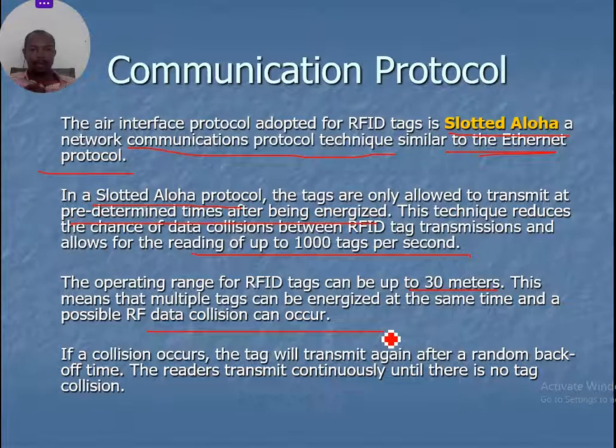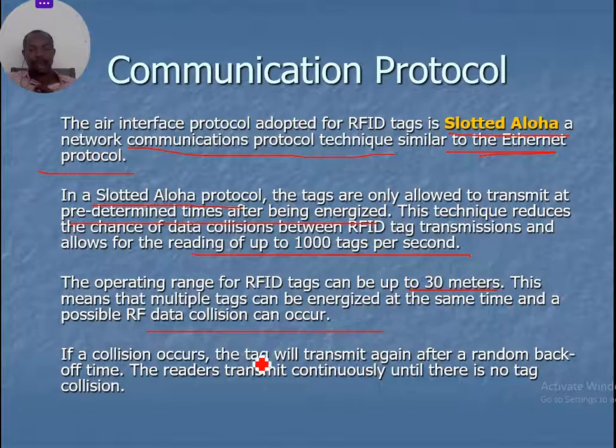Now, when we do this, if you have multiple tags in place, we can energize many of these tags, and at the same time they can transmit. When this is possible, RFID data collision can happen. Now, if a collision occurs, the tag will transmit again after a random back-off time.